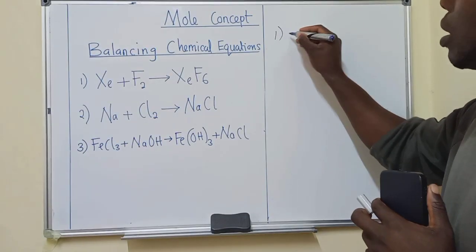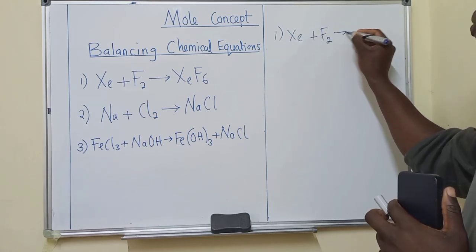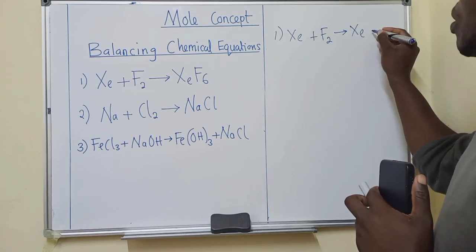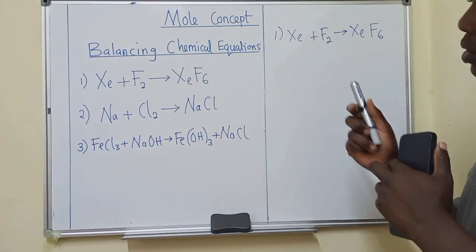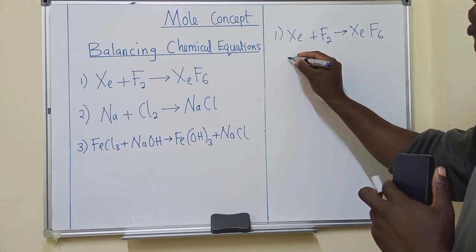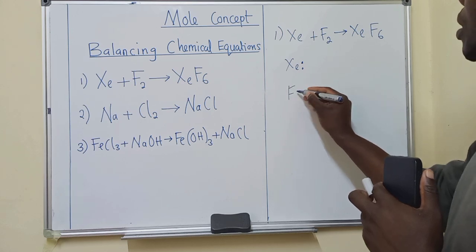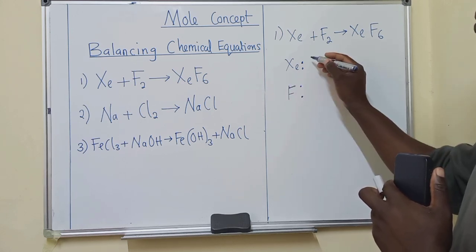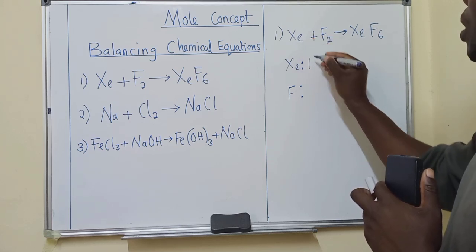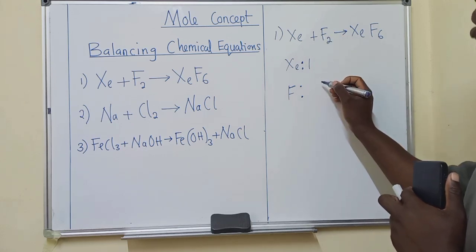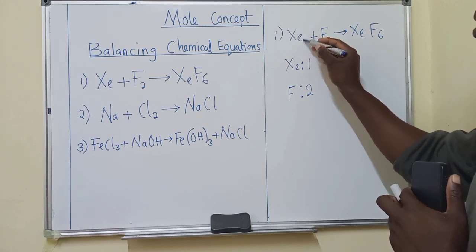We have Xe plus F2 giving XeF6. So how do we make this equation balance? We get Xe right here, and F, this F. Now check the number of atoms of Xe. It's 1. What about F? What's the number of atoms? It's 2, so you just get the subscript.